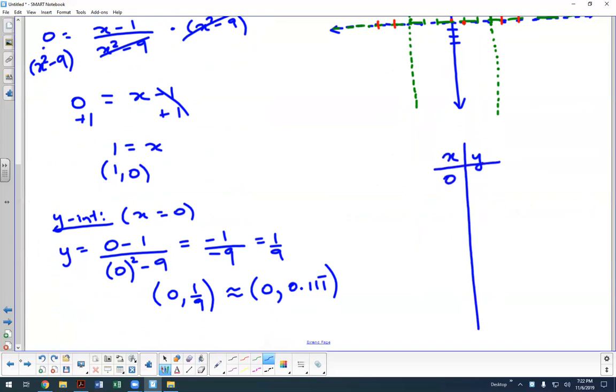So at 0, we have 1/9, which is our y-intercept. At 1, 0, we've got our x-intercept. So those points are known to us. So we should probably try and do +2. At 3, we have the asymptote, so +4, +5. On the negative side, -1, -2, -4, -5.